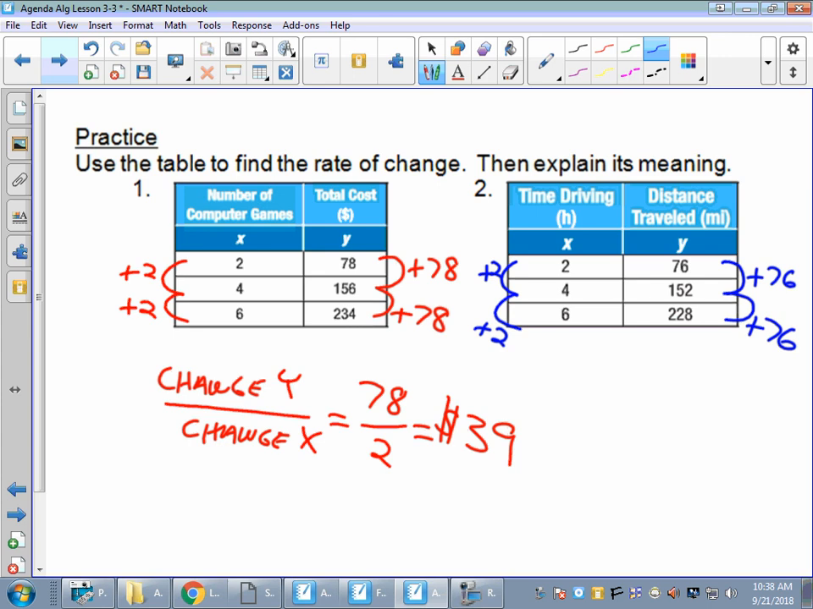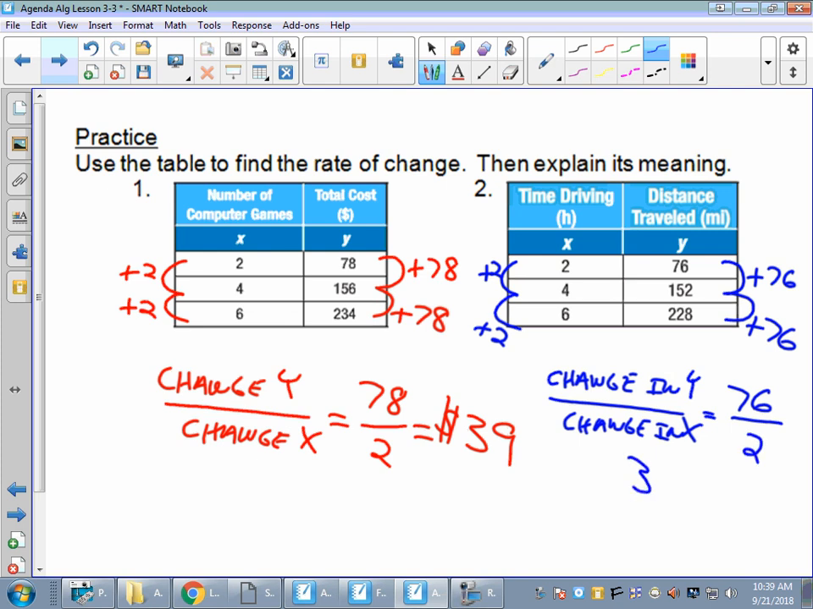So again, I'm looking at the change in y over the change in x. In this case, our change in y was 76 and our change in x was 2, so that gives us an answer of 38. Well, 38 what? What is the meaning here? It was the distance traveled in miles per hour. For every 2 hours, we went 76 miles. So how much per hour did we go? We went 38 miles every hour.